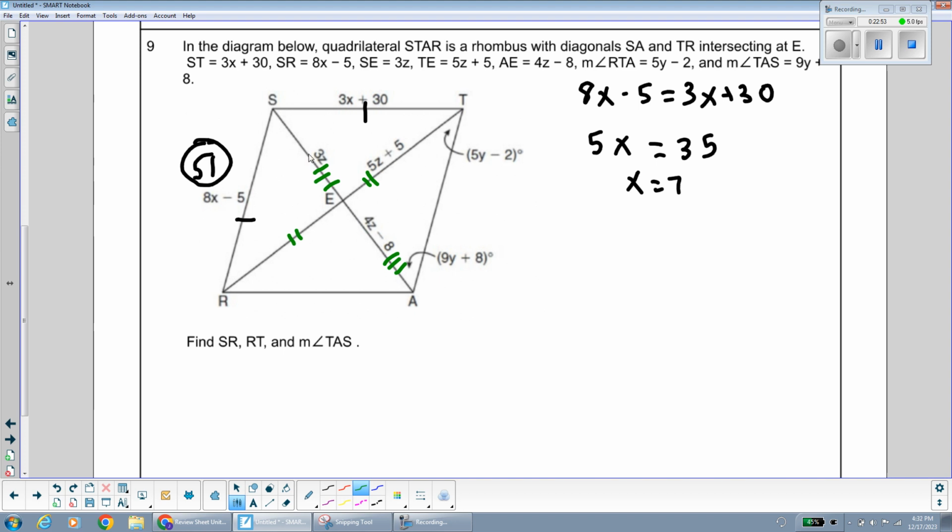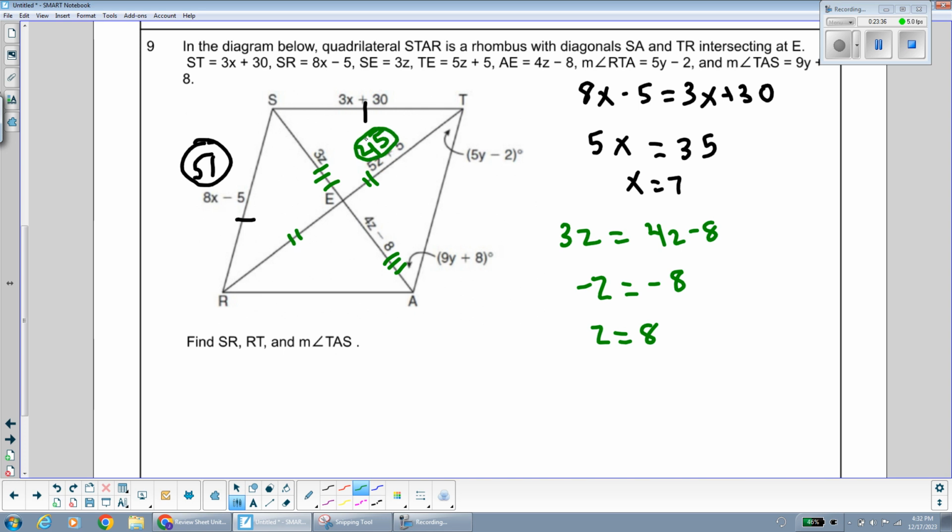So since I know that both pieces of this diagonal are equal to each other, I'm going to take the equation that says 5z plus 5 is equal to 4z minus 8. Once again, that's because diagonals of a rhombus bisect each other because they do also have all of the parallelogram properties. Okay, I'm going to subtract 4z from both sides. I have negative z equals negative 8. I'm going to divide both sides by negative 1, and I have z is equal to 8. Now I'm just going to take my z value and plug in. So I'm going to do 5z plus 5. So that is 5 times 8, which is 40, plus 5 is 45.